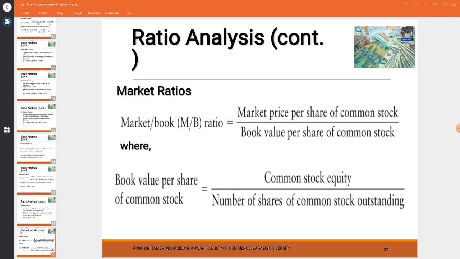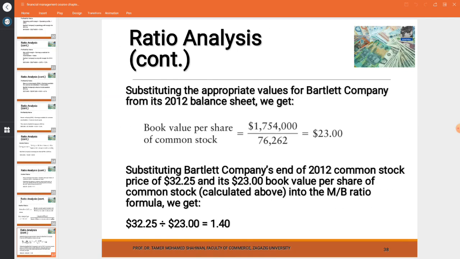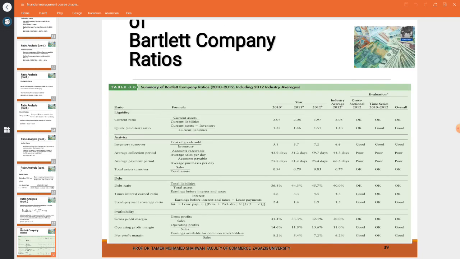Market price, what is the price of the share in the market? By dividing market price per share by the book value per share, you are determining the market to book ratio. Here in our example, first we determine the book value per share, taking the equity and dividing it by the number of shares outstanding, and then taking a look at the market price, dividing the market price by the book value, we determine the market to book ratio.